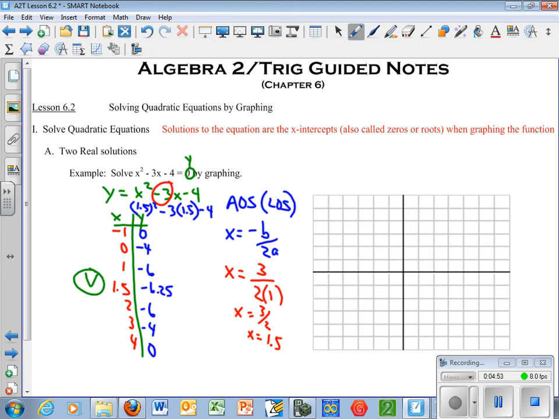So if I graph these, at negative 1, we're at 0. At 0, we're at negative 4. At 1, we're at negative 6.